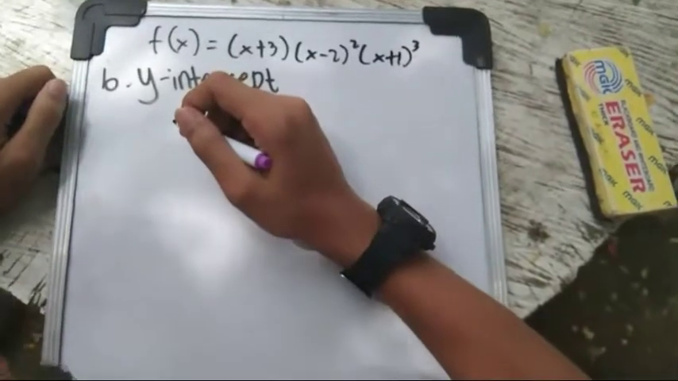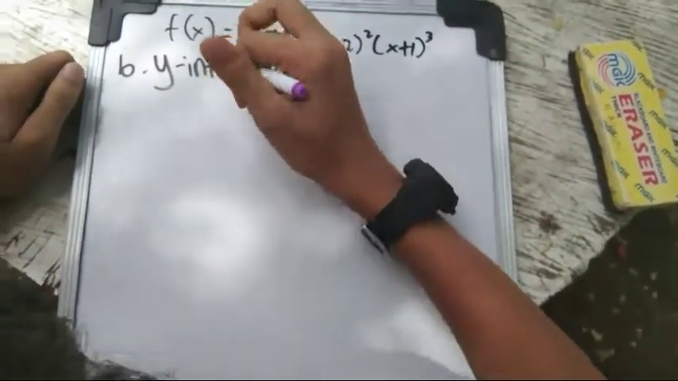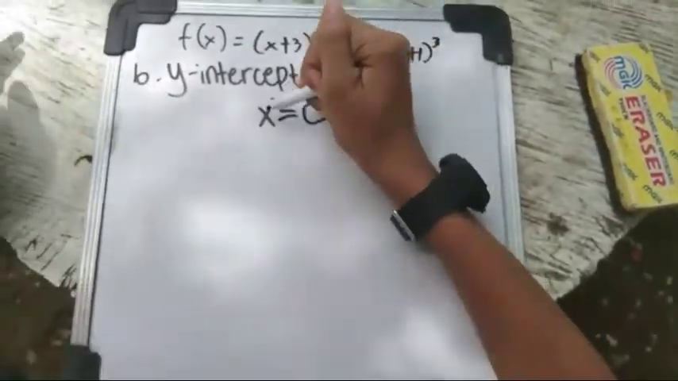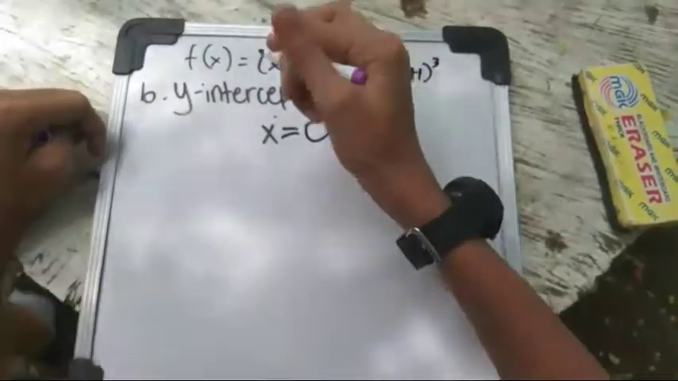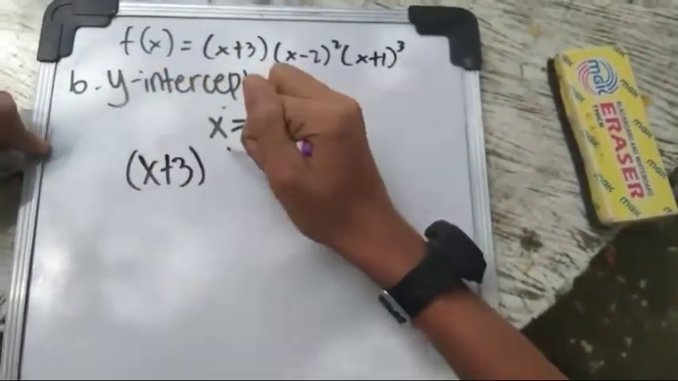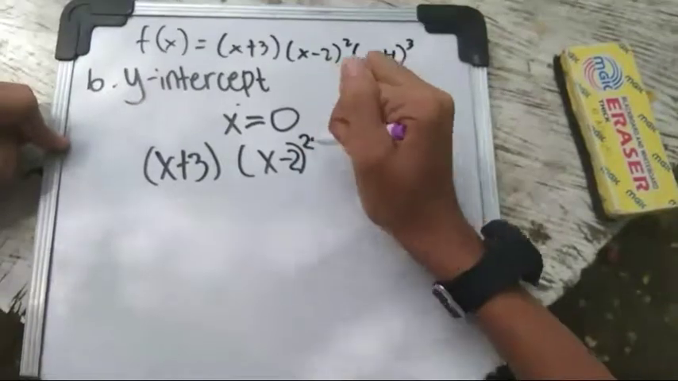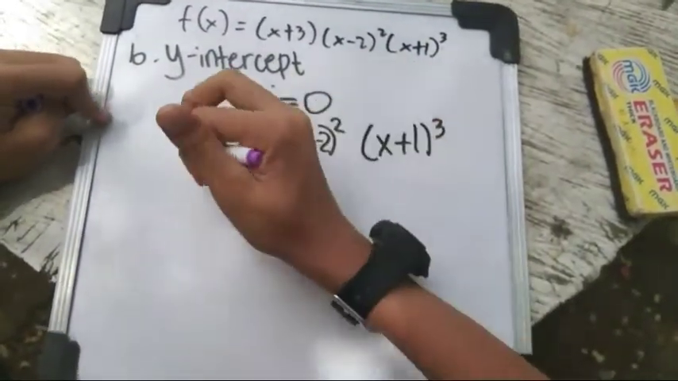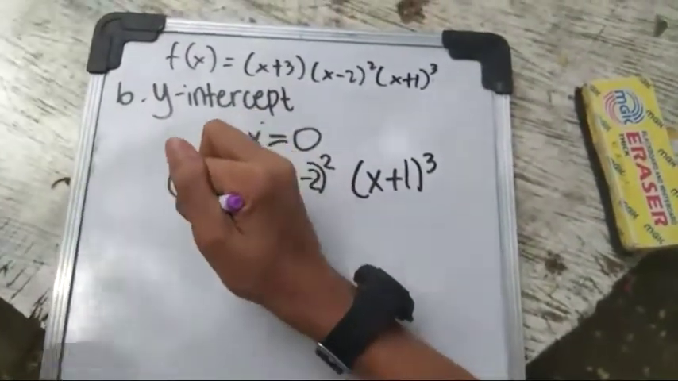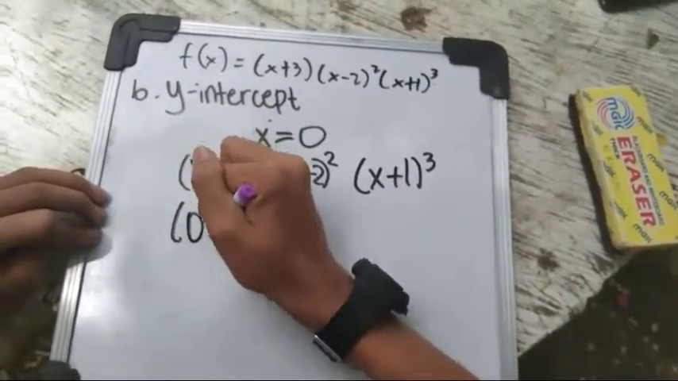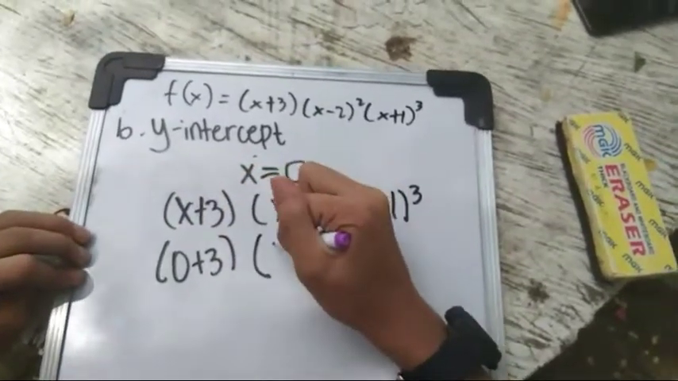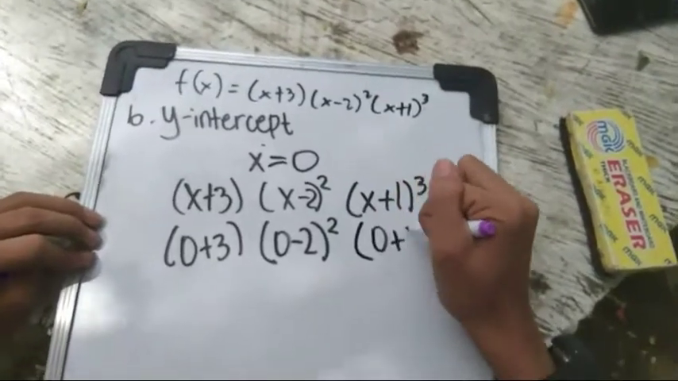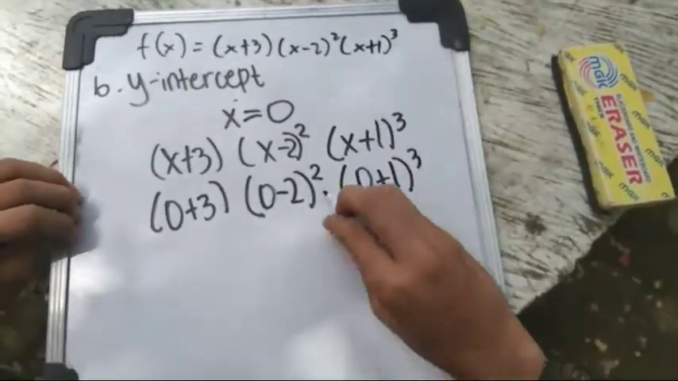Finding the y-intercept is more straightforward. We simply set x equal to 0 in our given polynomial function. So x plus 3 times the quantity x minus 2 squared times the quantity x plus 1 cubed. The first factor would be 0 plus 3, the second factor would be 0 minus 2 squared, and the third factor would be 0 plus 1 cubed. We are not going to disregard the exponents.